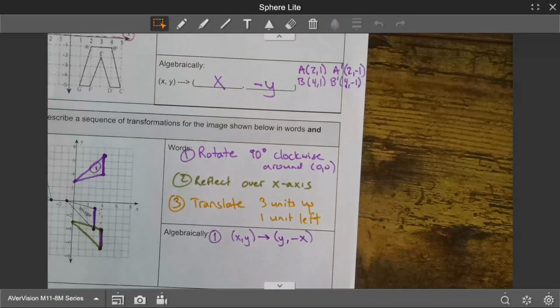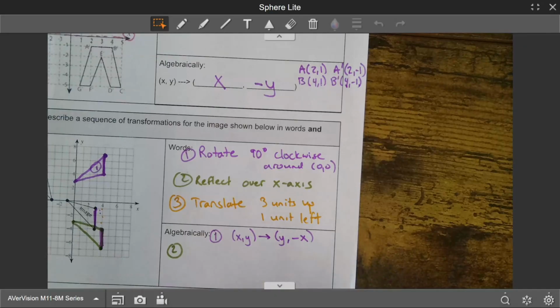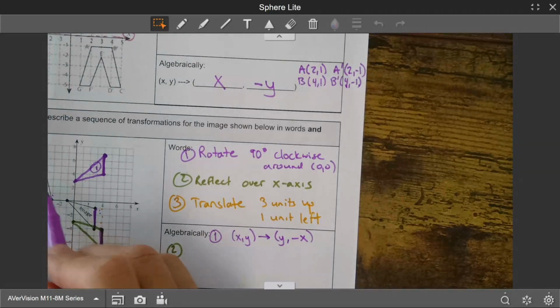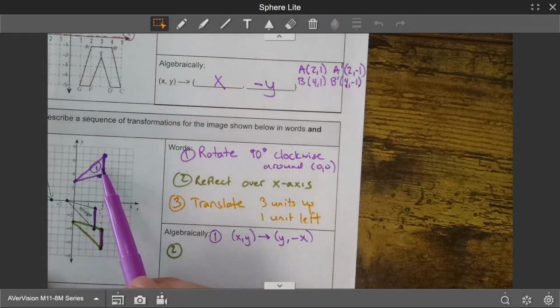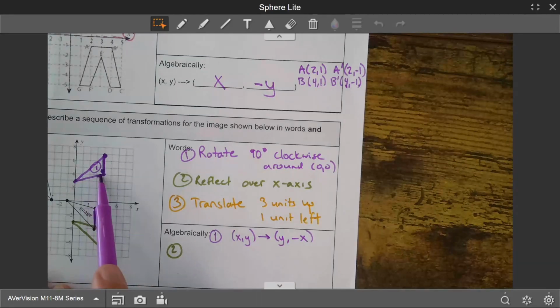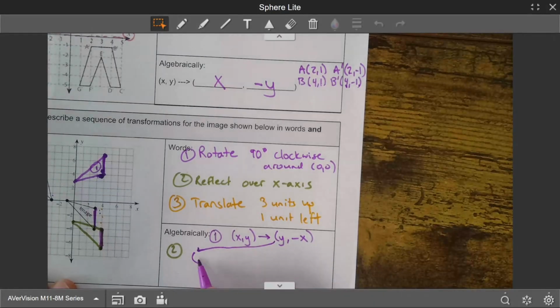Now for step 2, I don't start with xy. xy describes the location of the points here. I'm at here now. I'm at y comma negative x. So to move from here to here, I didn't reflect from here to here. I reflected from after step 1. So step 2's algebraic rule starts from the end of step 1. So I start here, y comma negative x.